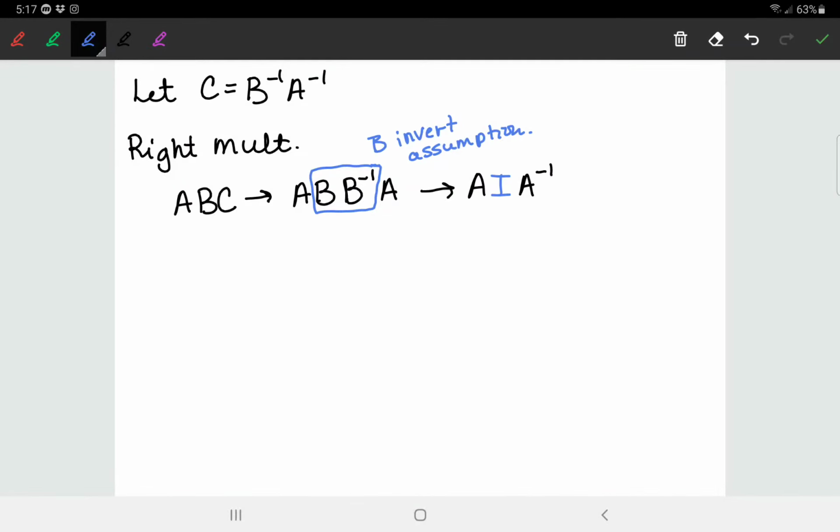Okay, so once we've done that, we have the identity in the middle. We can associate this because matrix multiplication does associate. We know then that this will just become A, because this step is justified by the identity. This is multiplication by the identity matrix.